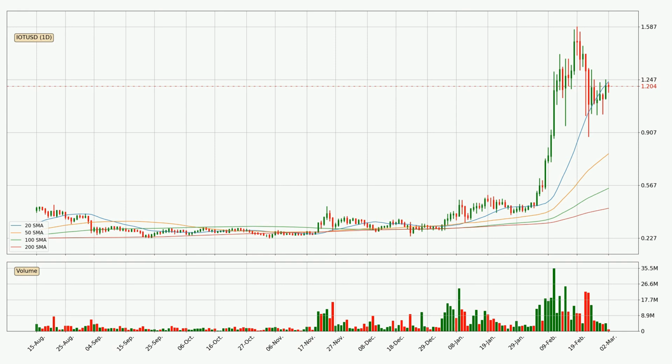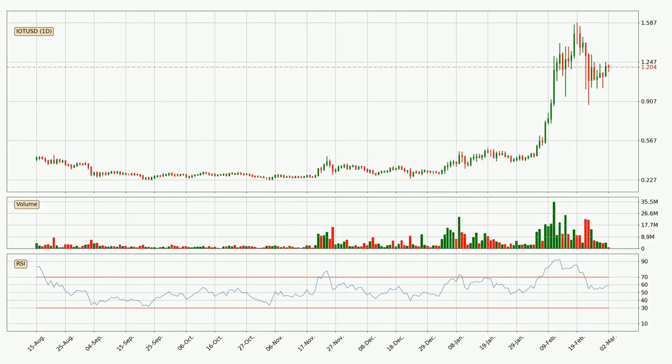Looking at the daily relative strength index, the current daily RSI is at 58, so there are currently no signs of the crypto being overbought or oversold.